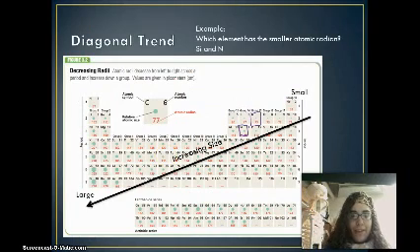Alright, the third type of trend is the diagonal trend. You rarely see this, but it pretty much means that from the top of the right end of the periodic table, that's the smallest part of atoms, and it goes all the way diagonally across, and that it generally increases in size. So an example for this one would be which element has the smaller atomic radius, nitrogen or silicon. So nitrogen is in the second period, and then silicon is in the third period. So the smaller one would be nitrogen because it's closer to the top.